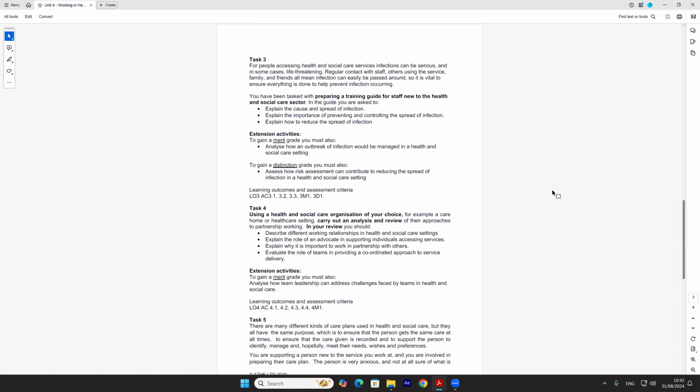So in this task, you will be preparing a guide that equips new staff with the knowledge they need to prevent and control infection effectively. So by understanding how infection is spread, the importance of prevention, and the specific measures that can reduce transmission, staff can create a safer environment for everyone. And we need to keep in mind that infection control is a shared responsibility, and by implementing these practices you can help protect not only the individuals in your care but also your colleagues and the broader community.